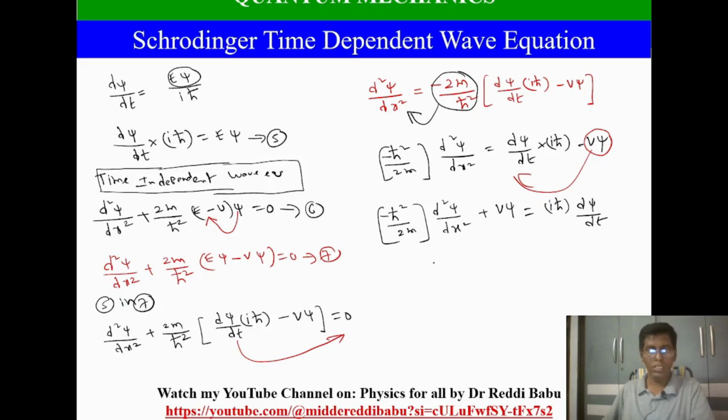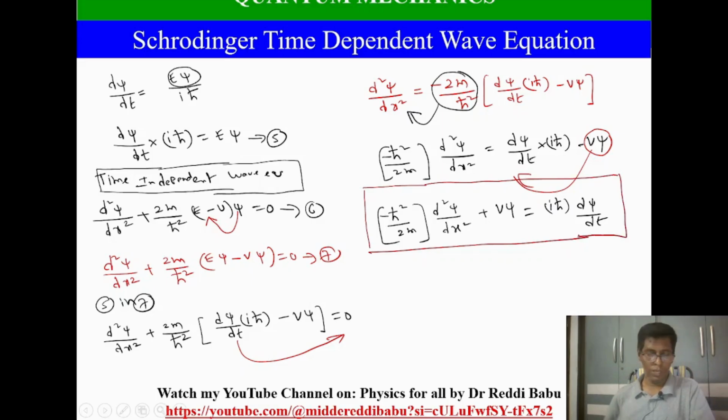Now this is the Schrodinger time dependent wave equation for a particle moving along the x dimension: minus h cut square by 2m into d square psi by dx square plus V psi is equal to I h cut into d psi by dt. This equation is known as the Schrodinger time dependent wave equation for a particle moving along the x dimension.